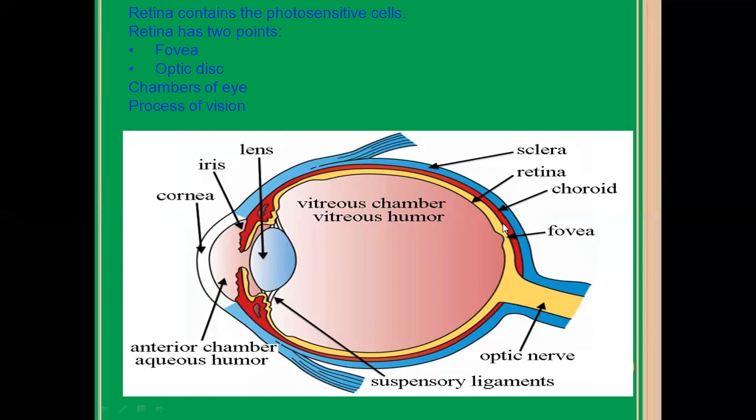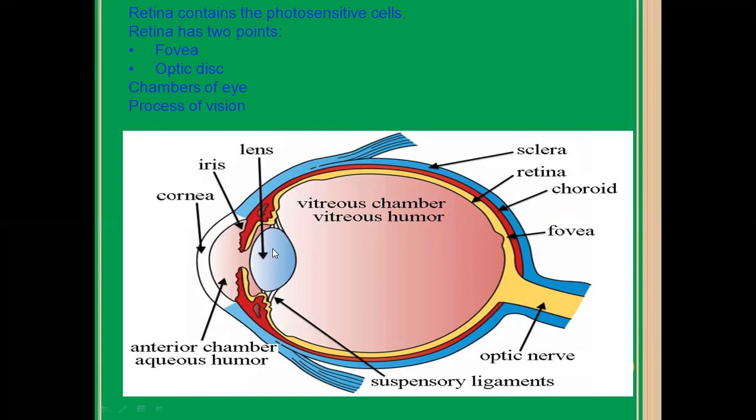This one is the middle layer, the choroid, and this one is the inner, or third, layer of the eye. You can say retina, and the retina has 2 points: the fovea and the optic disc. First one is the fovea. What is a fovea? The fovea is a dip in the retina, and it is on the opposite side of the lens.